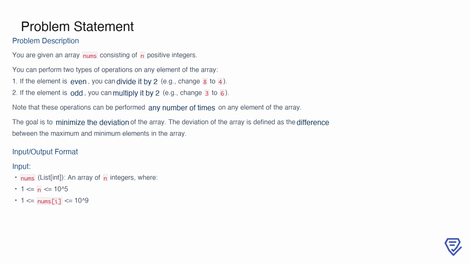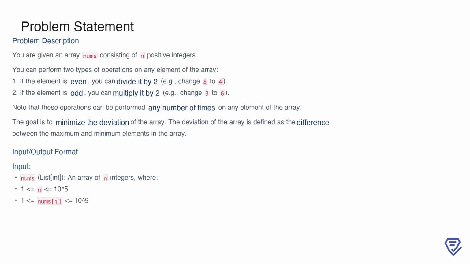If an element in the array is even, you can divide it by 2 as many times as you like. For example, if you have the number 8, you can divide it by 2 to get 4, and divide it again to get 2. On the other hand, if an element is odd, you can multiply it by 2. For instance, if the number is 3, you can double it to get 6.